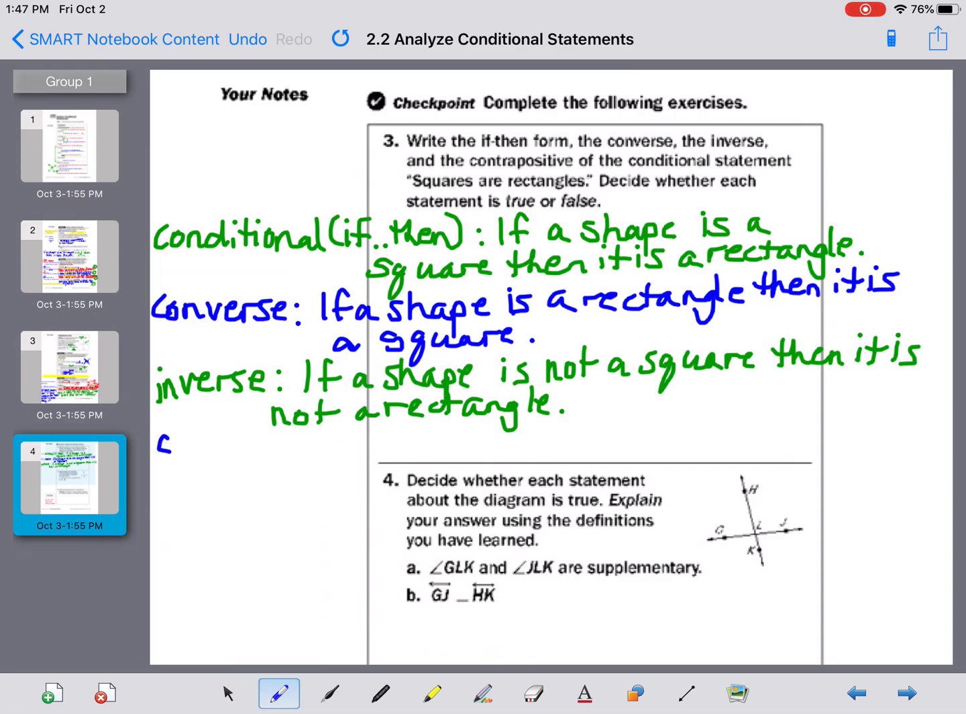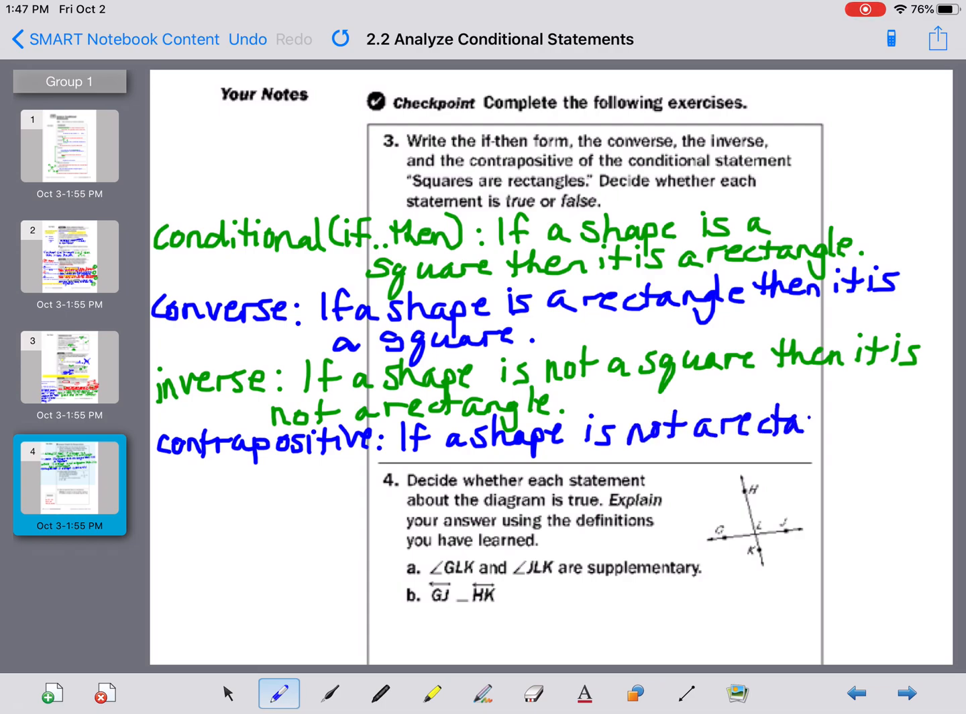And our final one is the contrapositive. And the contrapositive goes back to the converse and just puts nots there. If a shape is not a rectangle, then it is not a square.